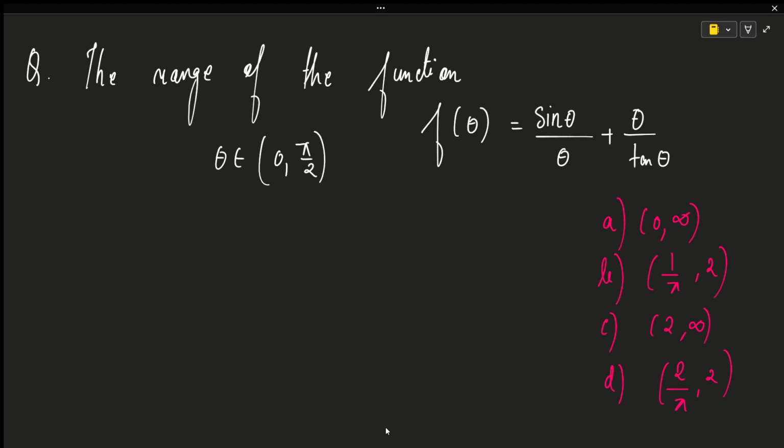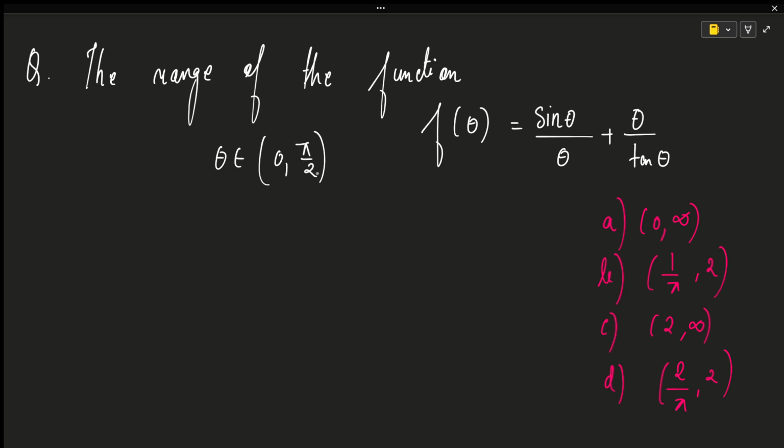So hello everyone. We have this pretty interesting question from differential calculus. We have to find the range of f of theta is equal to sine theta upon theta plus theta upon tan theta. So what you do, you find whether your function is increasing or decreasing. If it is an increasing function, then at 0 plus we will have the minimum value, and at pi by 2 minus we will have the maximum value.